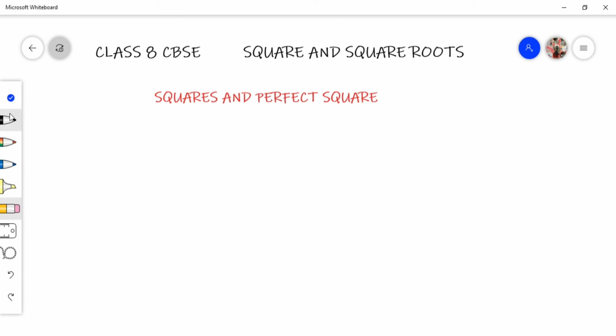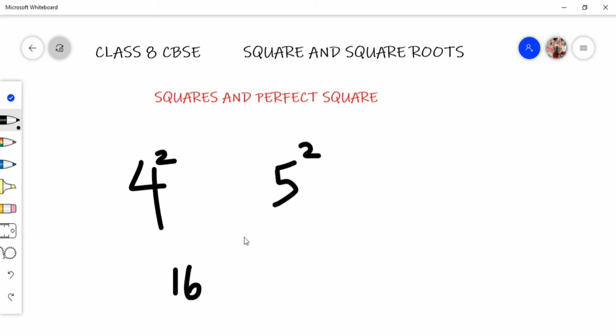Here you can take the example of 4 and 5. Think that n is equal to 4. 4 plus 1 is equal to 5, that means n plus 1 is equal to 5. 4 squared is equal to 16 and 5 squared is equal to 25. Then, between them there are 4 into 2 numbers.